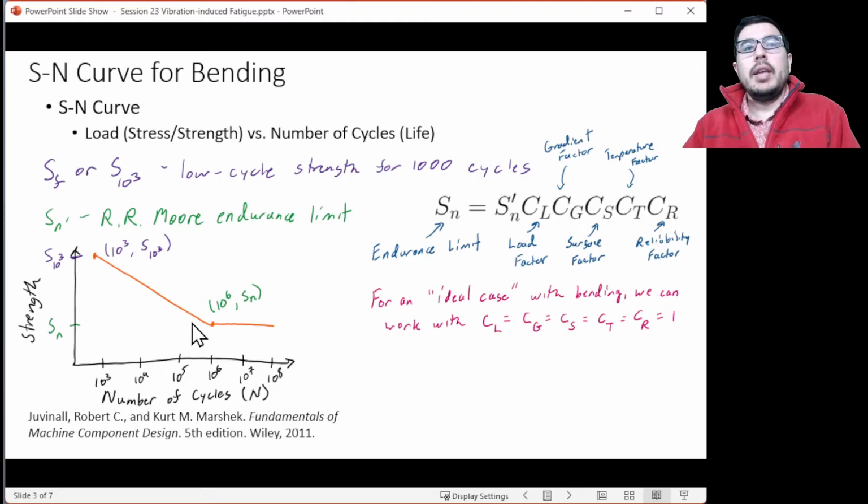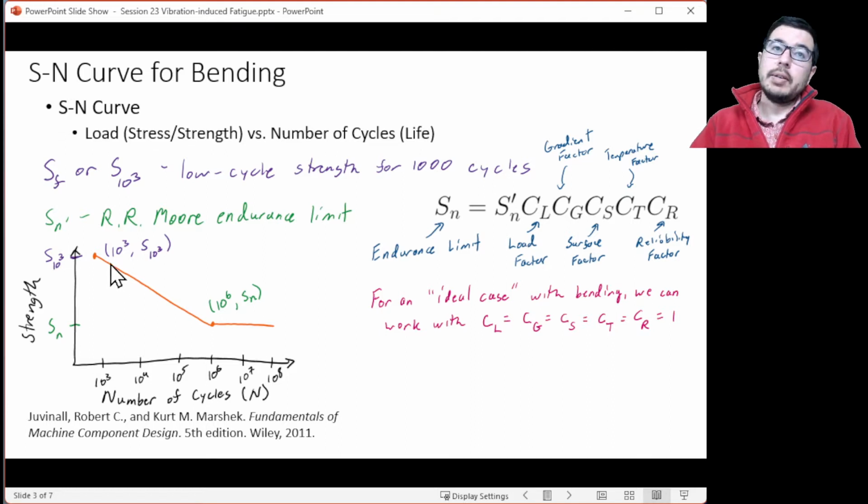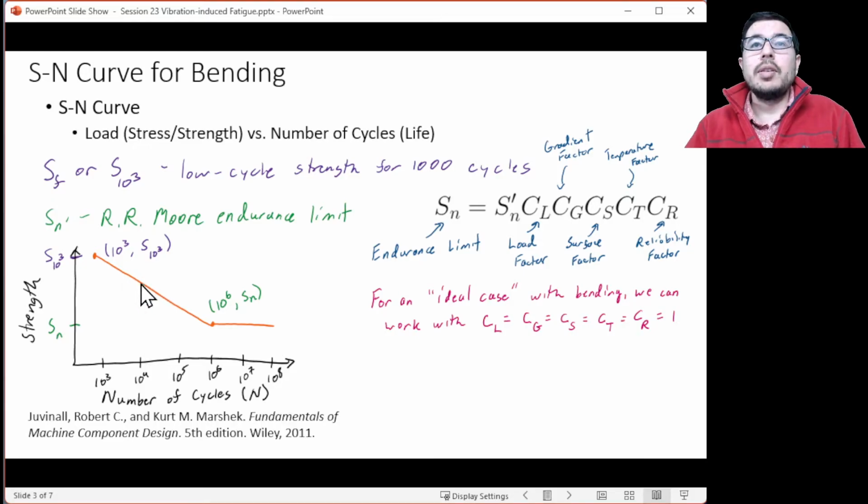If, on the other hand, you're going to have values that are above this Sn endurance limit, say values that could go up to this S10 to the third value, then what you would see is a prediction for the number of cycles we should have. So if you're at something between 10 to the third or 10 to the fourth, that's going to be considered low cycle fatigue and could be detrimental to the application that you're attempting to solve with your machine.